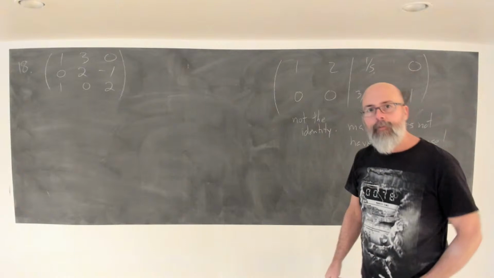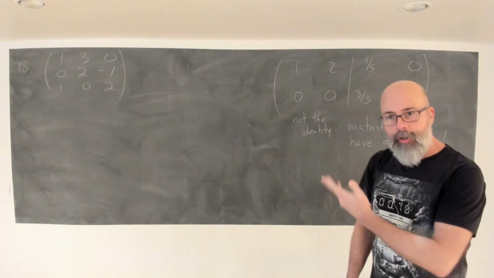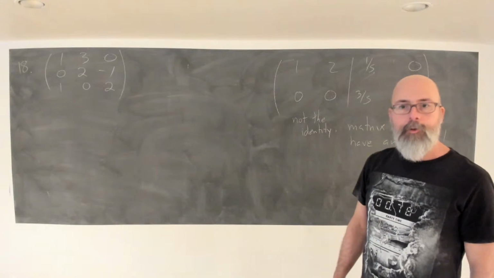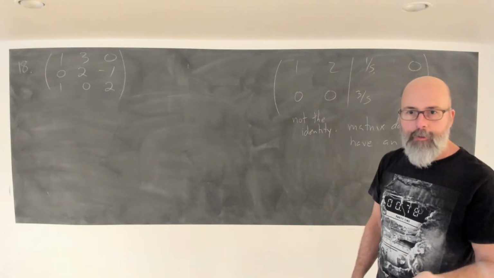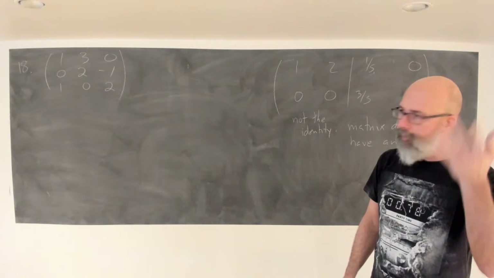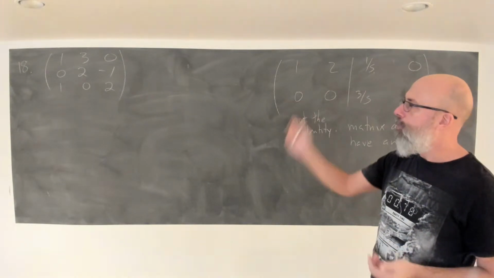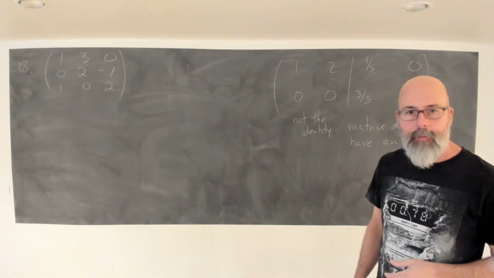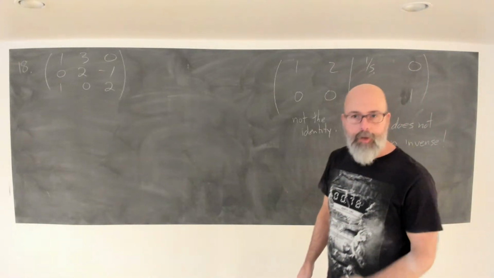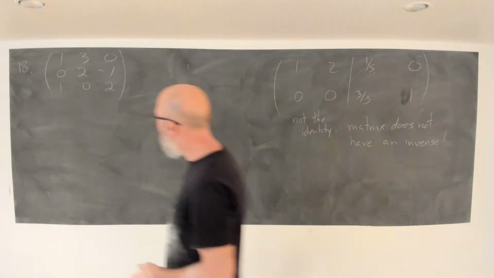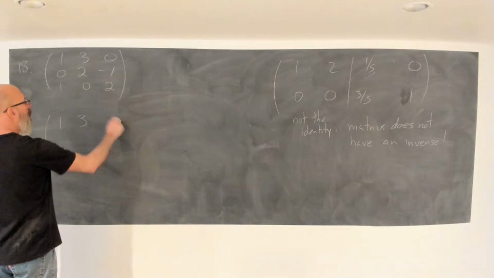Let's do one more. We've been doing examples in the 2x2 case, but of course this scales up, right? 3x3, 4x4, 5x5, and so on and so on. We're looking for the inverse of this 3x3 matrix. The process is the same. We're going to augment by the appropriate size identity. In this case, by the 3x3 identity.